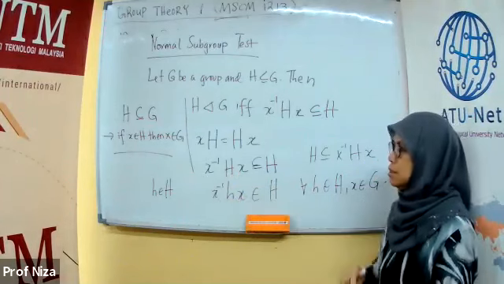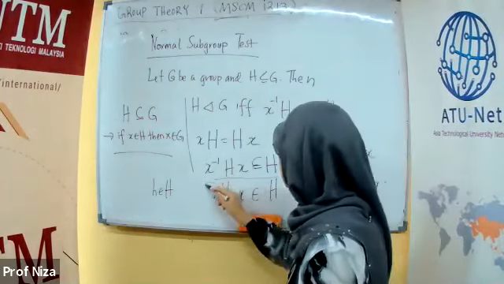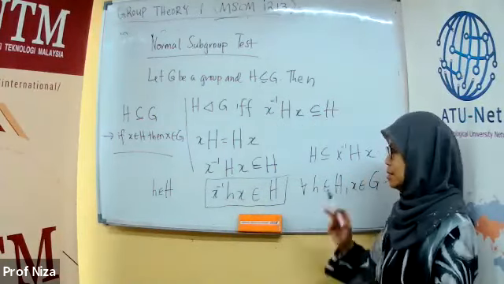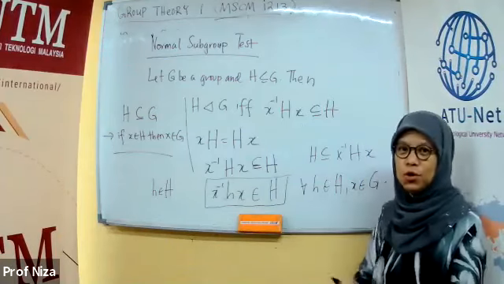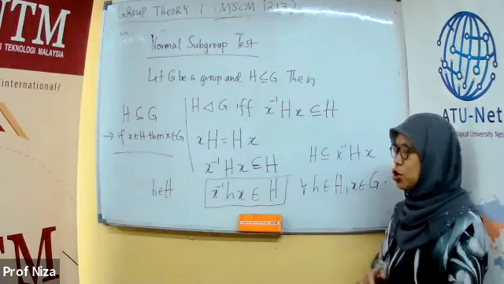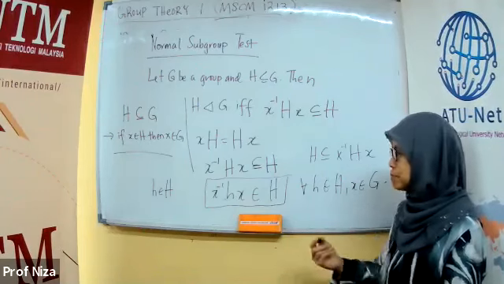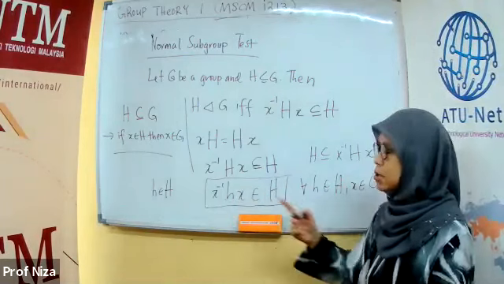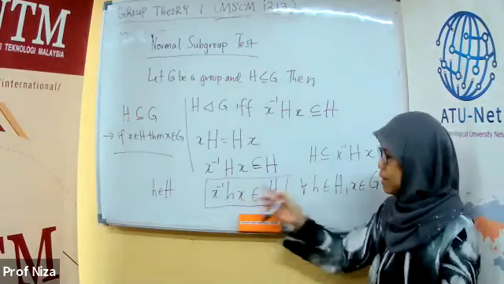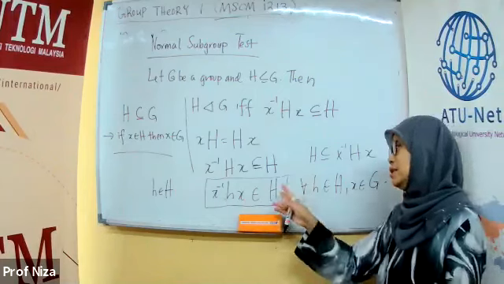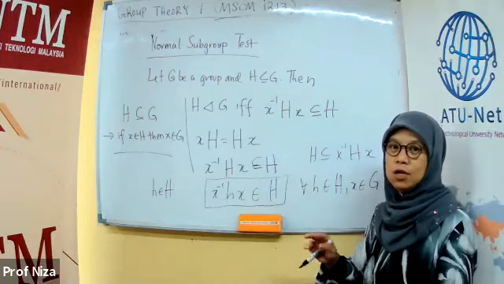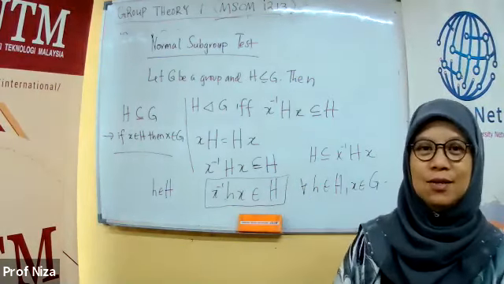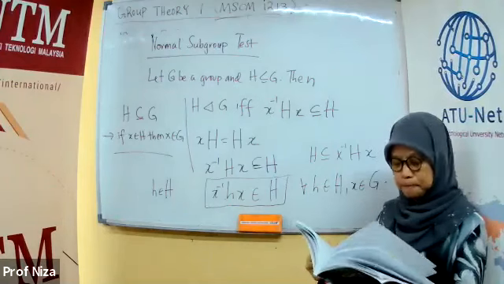So x inverse hx. So this actually is the easiest way to show that it's normal or not normal, right? Not normal is easy. Just find one x, take the inverse, multiply by an element of H, multiply by x again, see if it is in H or not. If it is not in H, it's not normal. To show it is normal, you have to try all and show all.